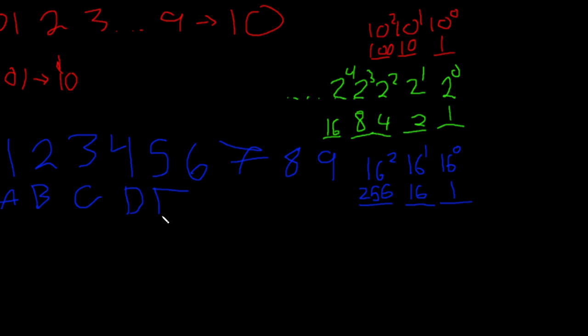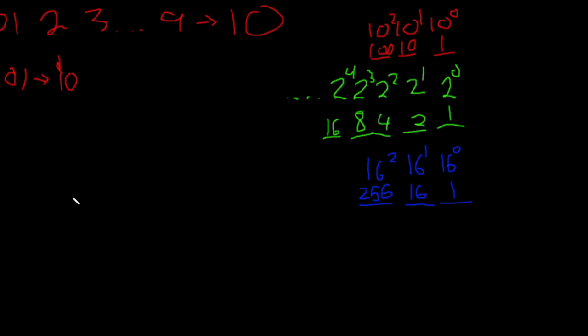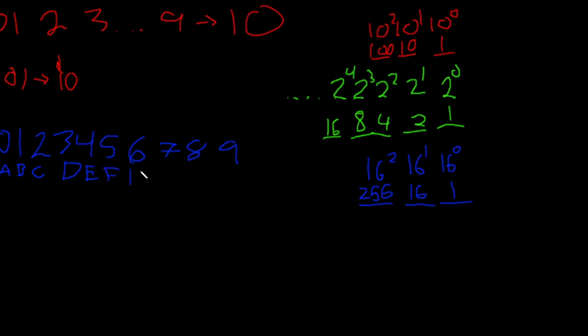Oh, wait, no, I ordered that horribly. Hold on, we'll go through it. We'll get it right. 0, 1, 2, 3, 4, 5, 6, 7, 8, 9, A, B, C, D, E, F, 10, 11, 12, so on.